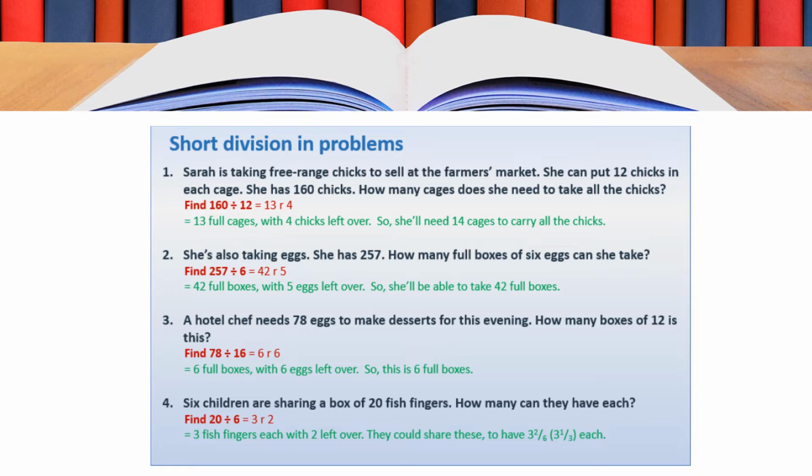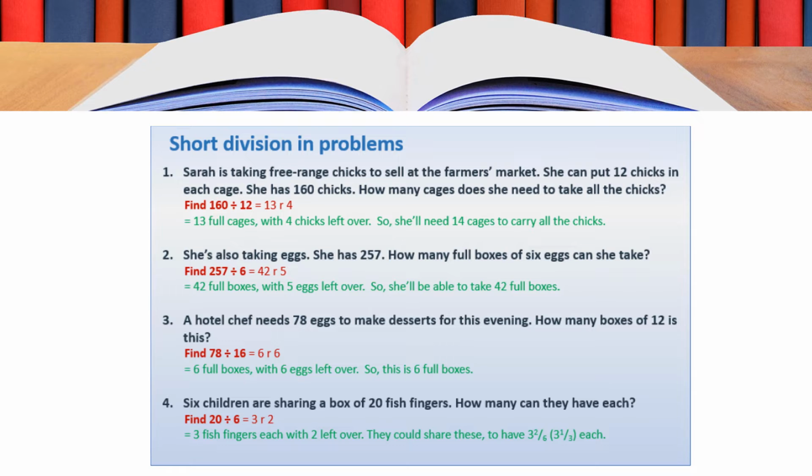And the last one, 6 children are sharing a box of 20 fish fingers. How many can they each have? You get the 20 fish fingers, share them between the 6 children. They can each have 3, and there's 2 fish fingers left over. Now instead of wasting those last 2 fish fingers, we can actually share those out between the 6 children. So they would finally have 3 whole ones each, and then they would have 2/6, or that's equivalent to 1/3 of a fish finger each. So in that case, we carried on and we shared out those last fish fingers instead of just leaving them.